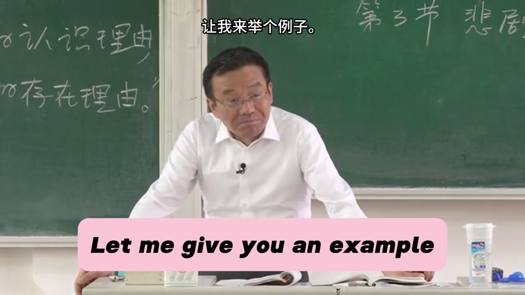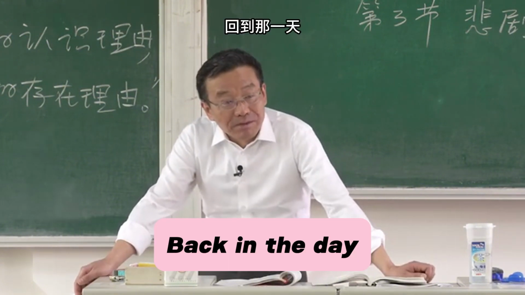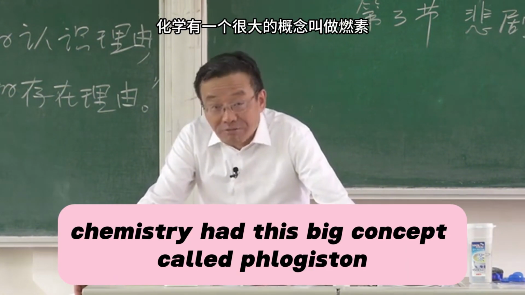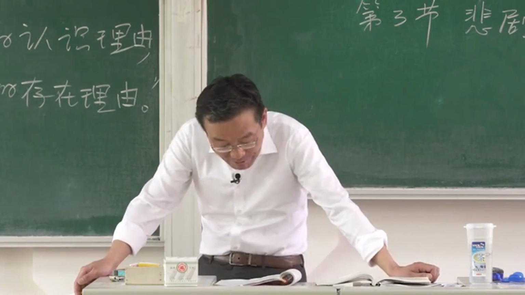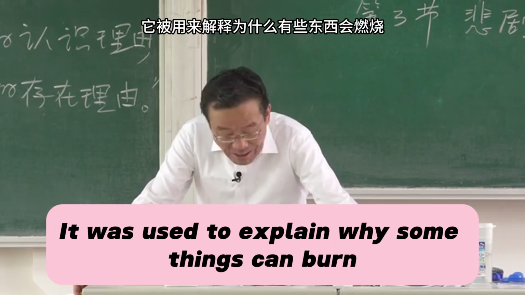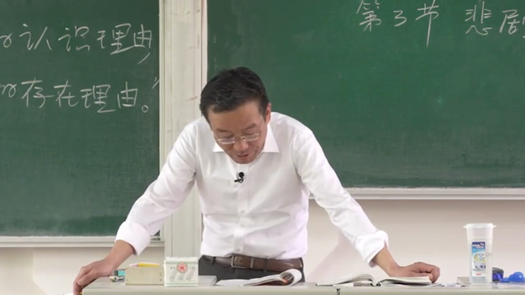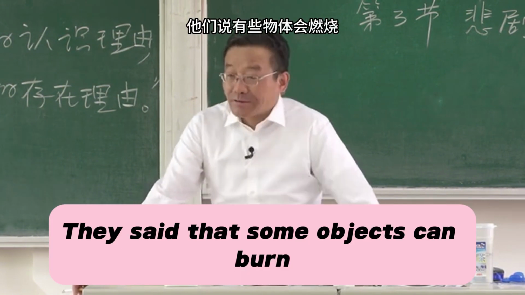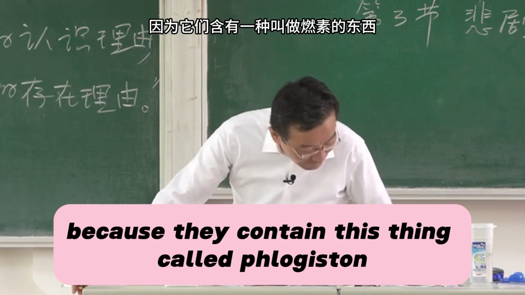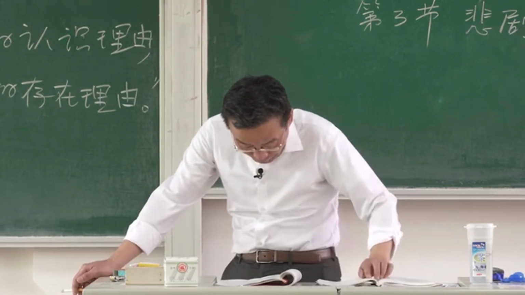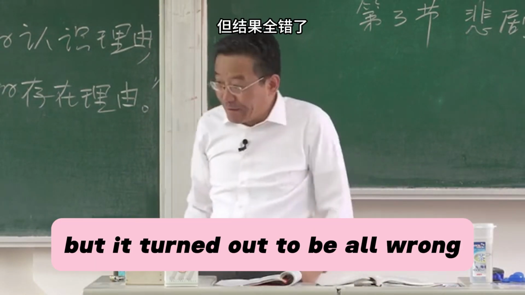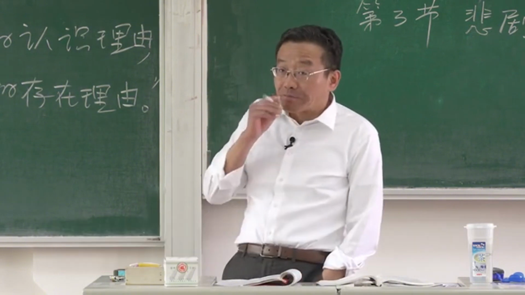Let me give you an example. Back in the day, chemistry had this big concept called phlogiston. Ever heard of it? It was used to explain why some things can burn and others can't. They said that some objects can burn because they contain this thing called phlogiston, and others can't because they don't have it. It seemed to make sense, but it turned out to be all wrong.